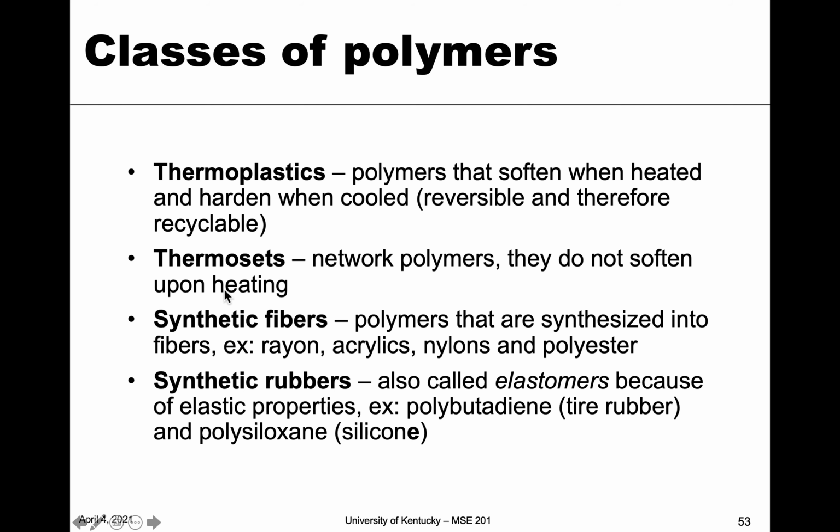So fibers. And then there's also synthetic rubbers. These are typically known as elastomers because they have very elastic properties. So this could be something like polybutadiene, which is in tire rubber, and polysiloxane, which is silicone. Different than silicon. So those are some of the classes of materials that we can have.